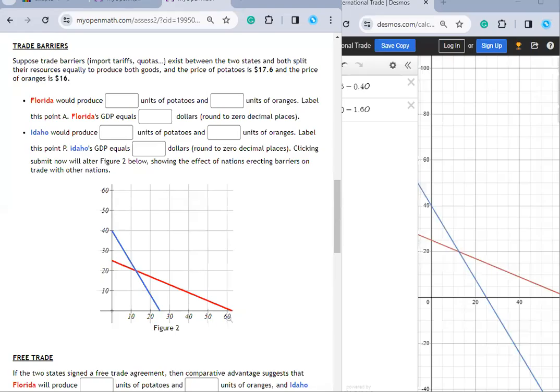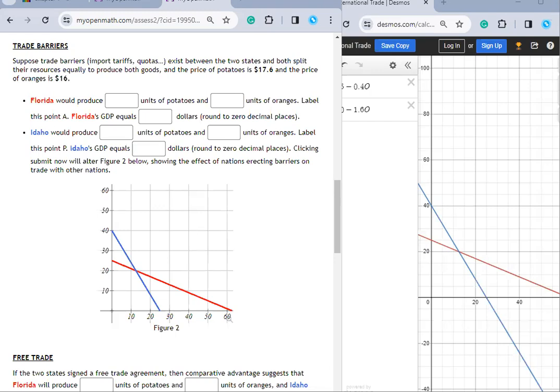Now, to understand how free trade is beneficial, we have to start with a situation where there is no free trade. And so suppose there are trade barriers. And these trade barriers can be government imposed, like tariffs, taxes on imported goods, quotas, or out and out bans.